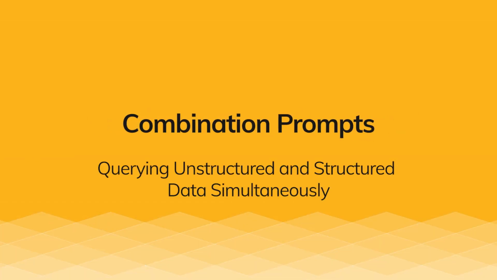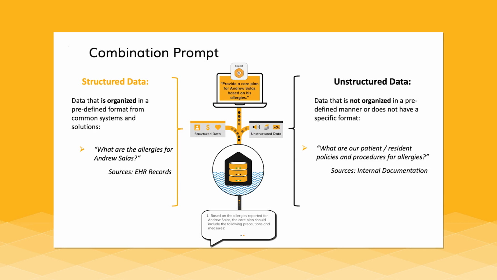Now let's take a look at a combination prompt. Combination prompts, like the example listed here, have quickly emerged as a crowd favorite. This question is a combo prompt that requires the LLM to assess two data sources to answer this question. Number one, the structured clinical data, in this case, allergy details sourced from EHR records, and two, unstructured knowledge management. So this is your documented policies and procedures sourced from internal documents like your PDFs and Word documents.